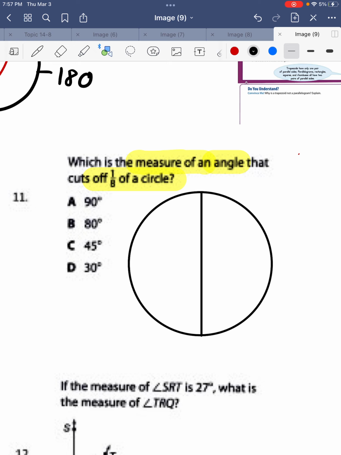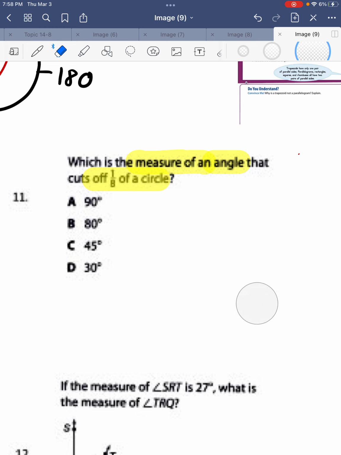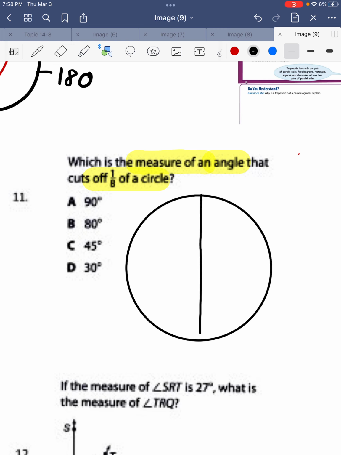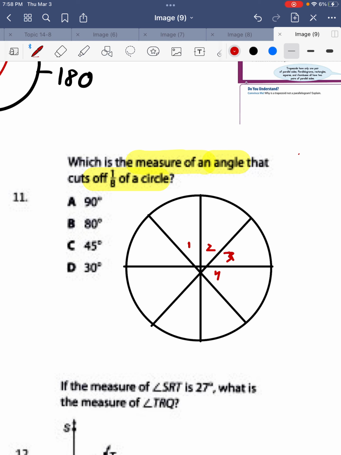So I'm going to go in half, I'm going to go across, I'm going to go this way. That wasn't good, let me do that again. So I have my circle, go half, go this way, and go this way. That's not perfect. Now if I count them, I have 1, 2, 3, 4, 5, 6, 7, 8.